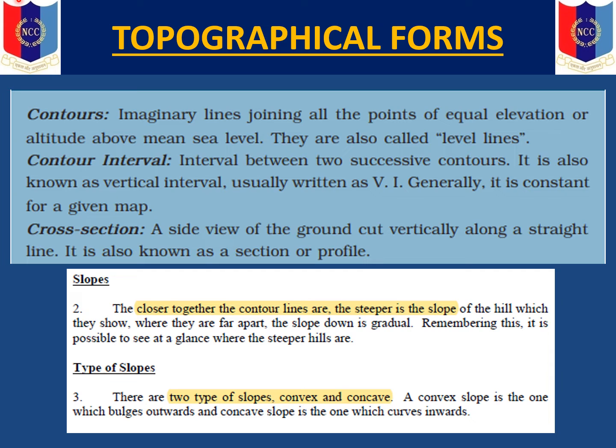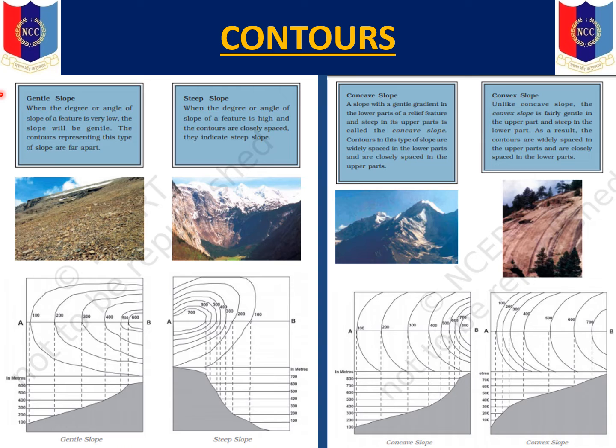As types of slopes, you have convex and concave. The convex slope is the one which bulges outwards, and the concave slope is the one which curves inwards. We've got certain pictures in the successive slides. It will be slightly more clear in those pictures. The first two figures here are easily identifiable. This is a gentle slope, whereas this is a steep slope.